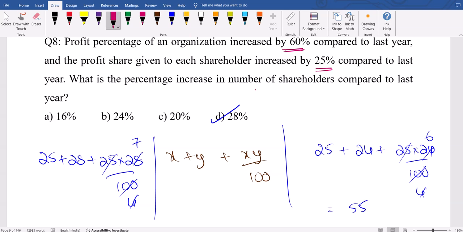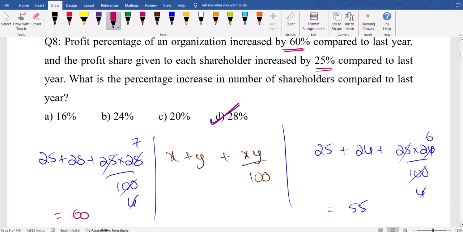See, with two changes, the result you can obtain is x plus y plus xy. The final result should be equal to 60, with 25 as one change and the other one y. Instead of doing that, I'm using the options. 25 plus 28 plus 25 into 28 divided by 100 will give 60. Then 60 is the match. That's option D. This is the easy way, instead of worrying about what internal thing happened.